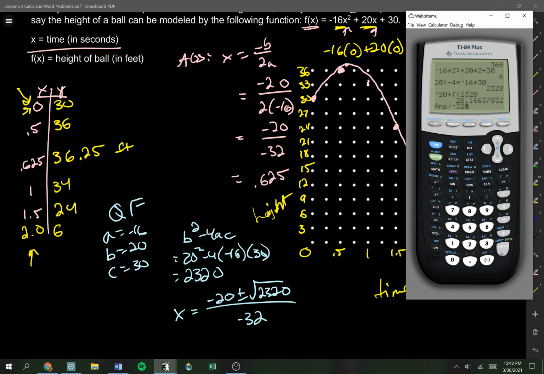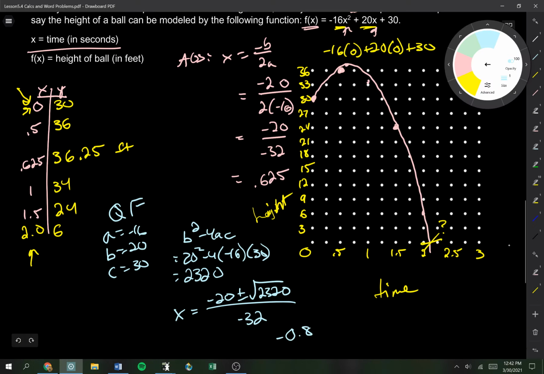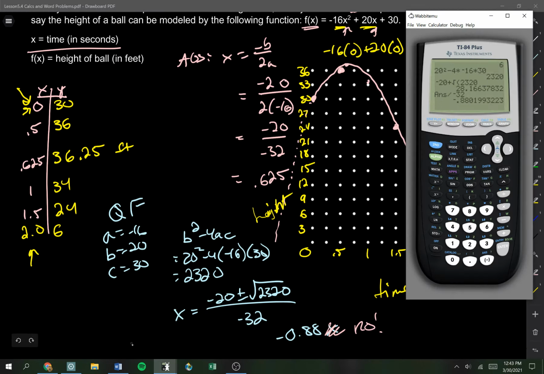Okay, that came out to something negative, which doesn't make any sense. But the reason that happens is because the equation thinks we can go back in time also. We can't go back in time. So when you get a negative answer, understand it's not a problem. It just in this case doesn't make any sense. The other answer should come out positive.